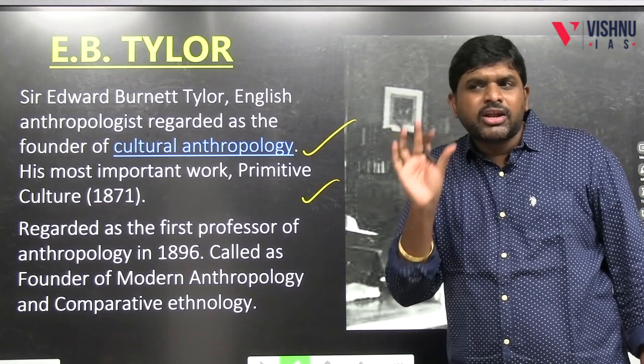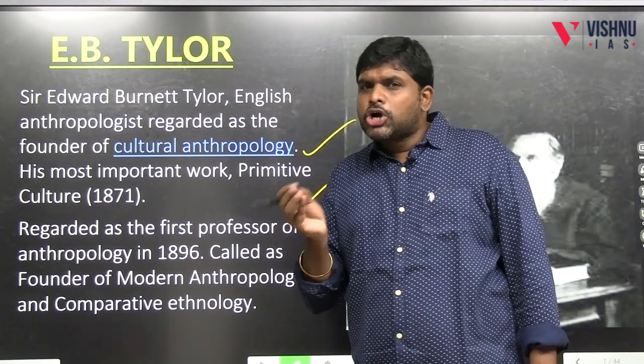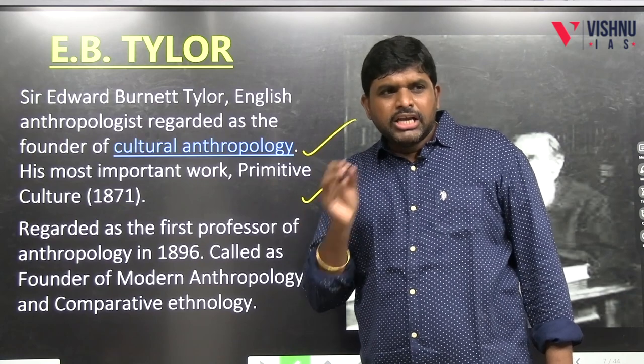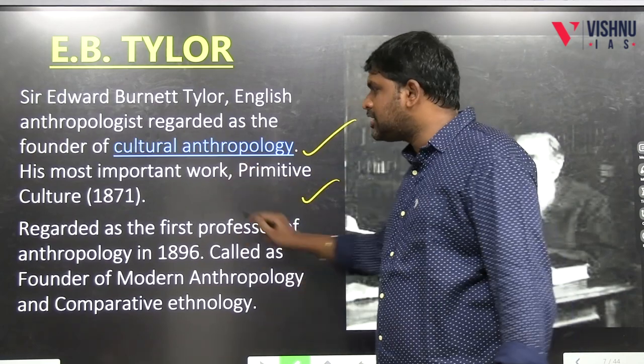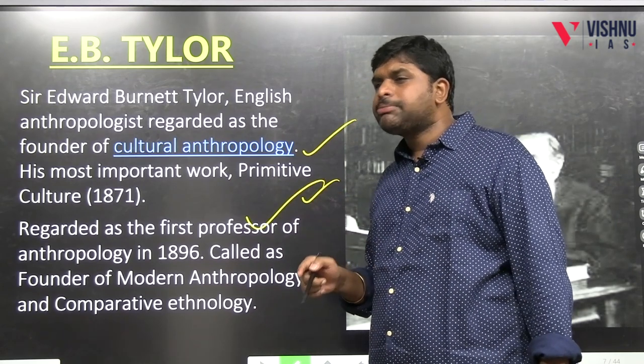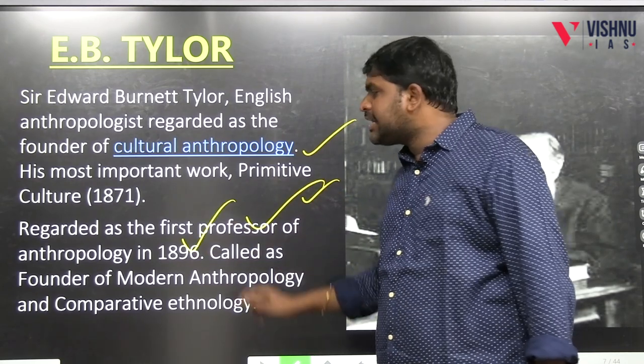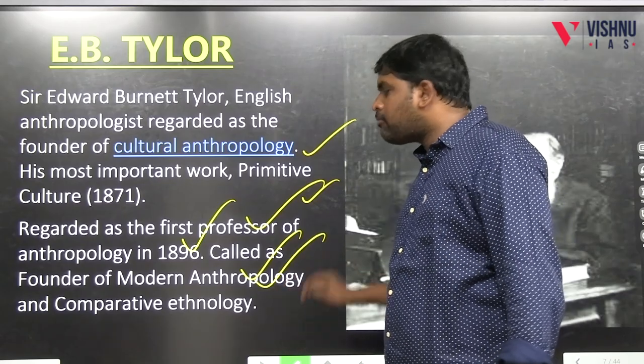He's famous because of some work. These people will write one book, and because of that book, they become popular. His famous work is what? Primitive Culture. His famous book is Primitive Culture. He is regarded as the first professor of the discipline of anthropology in 1896, called the founder of modern anthropology and comparative ethnology.